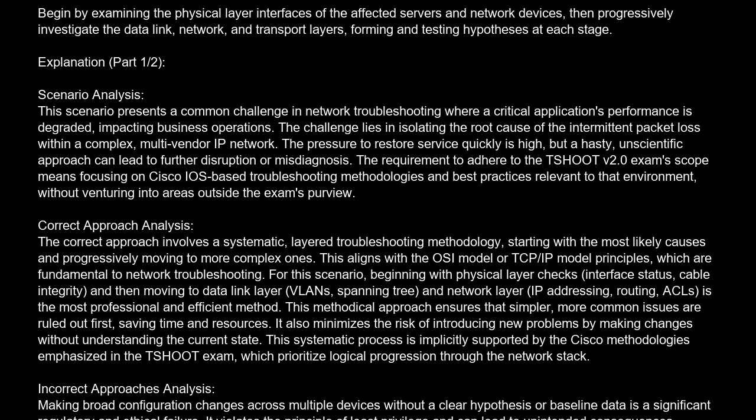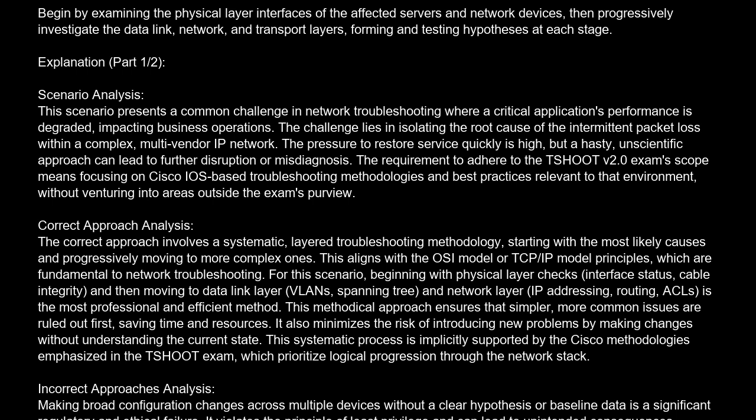Correct approach analysis. The correct approach involves a systematic, layered troubleshooting methodology, starting with the most likely causes and progressively moving to more complex ones. This aligns with the OSI model or TCP/IP model principles, which are fundamental to network troubleshooting. For this scenario, beginning with physical layer checks, interface status, cable integrity, and then moving to data link layer (VLAN, spanning tree) and network layer (IP addressing, routing, ACL), is the most professional and efficient method.